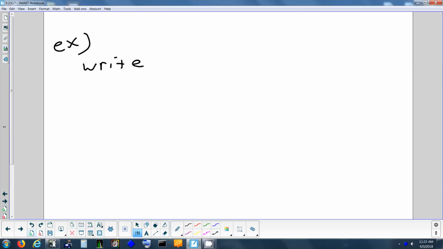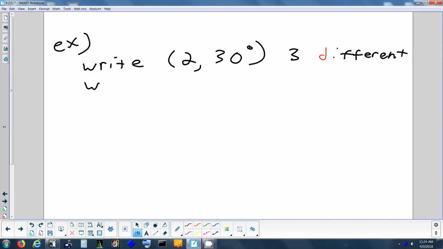So let's write coordinate 2, 30 degrees. There's 3 ways besides the one I just gave you, so a total of 4. So write 2, 30 degrees 3 different ways. Okay, and something like this doesn't count.